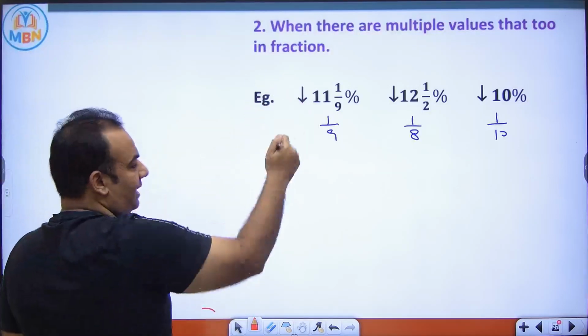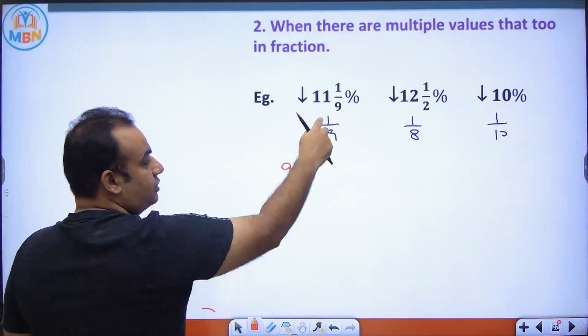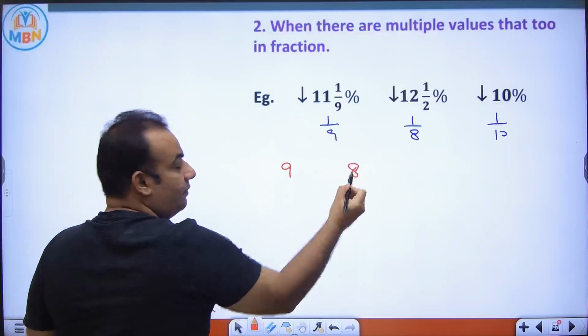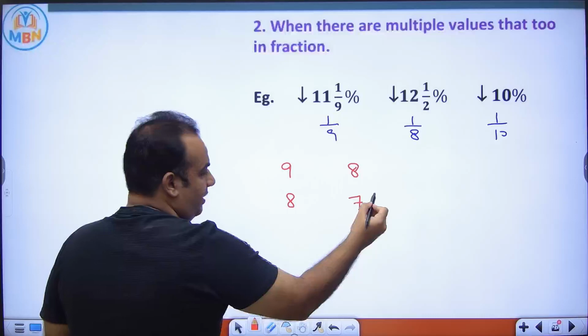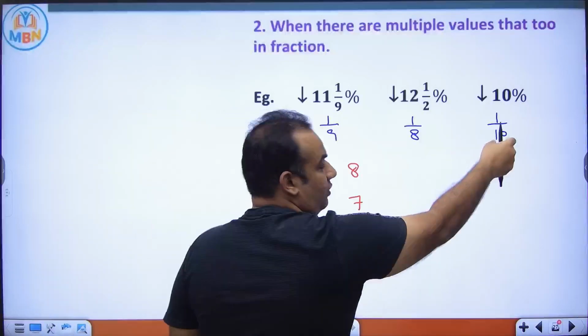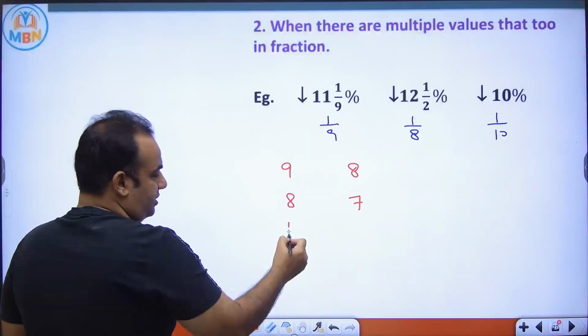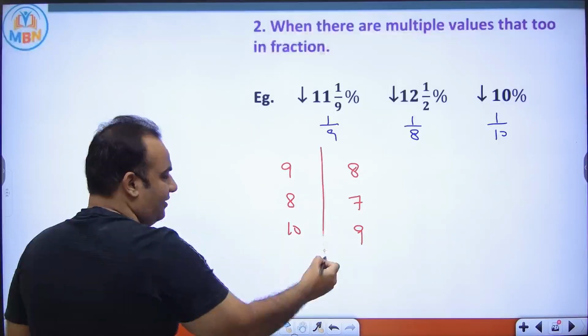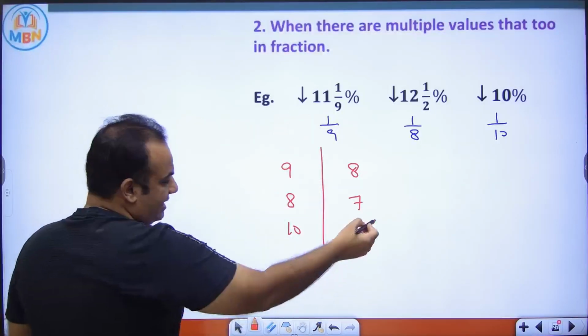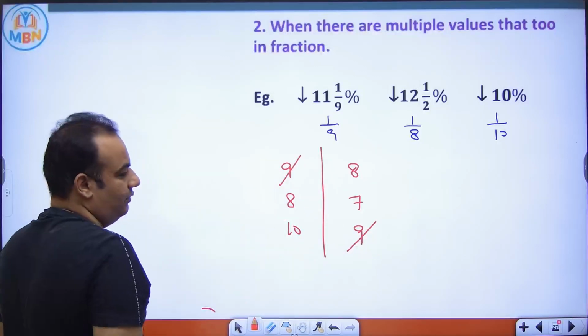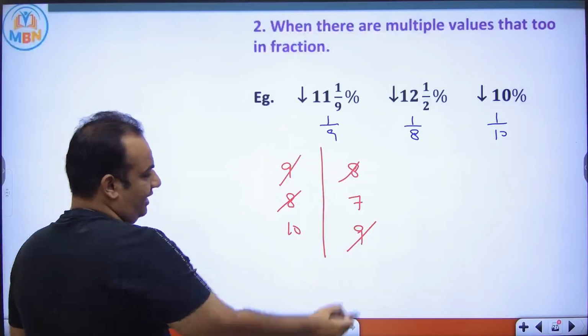Decrease of 1 by 9. It means if the value was 9, there was a decrease of 1, so it becomes 8. If the value was 8, there was a decrease of 1, so from 8, it becomes 7. 1 by 10: if the value was 10, there is a decrease of 1, so this is 9 from 10. Just write the values and make a line in between. Now cancel whatever is getting cancelled out.